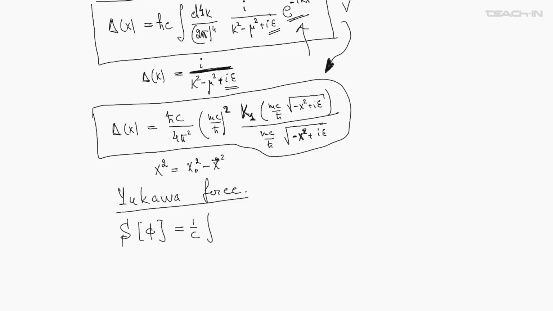So 1/2 ∂_μφ ∂^μφ minus μ² over 2 φ², so a standard action. But we also consider the action for this field in the presence of a source term, j(x), interacting with our field φ(x). So this j(x) here is called a source term.